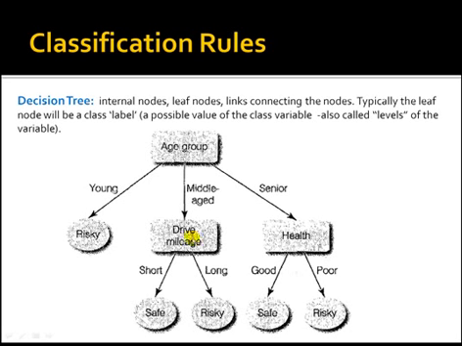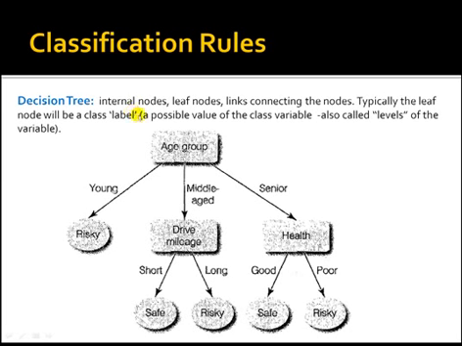Drive mileage, short or long, and health, good and poor. Okay, so this is a classification tree, or a decision tree. For example, if age group is middle-aged and drive mileage is long, then we classify this person as risky. Okay, so that's the way it works.